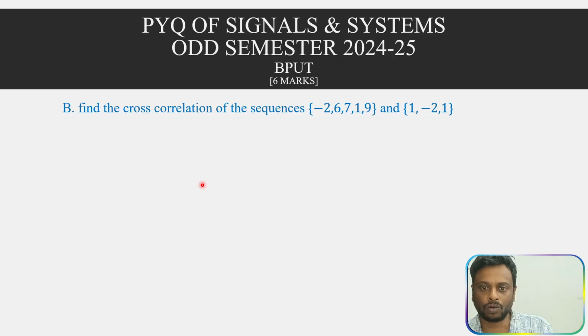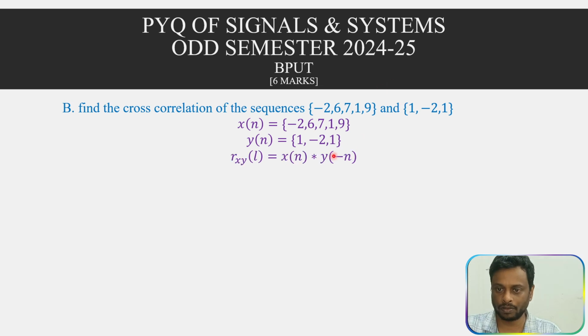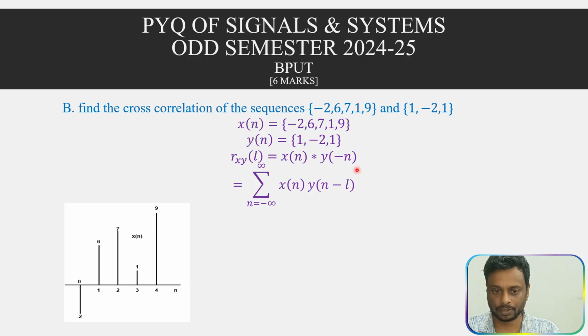That is the cross correlation. There are two sequences, and you need to find out the cross correlation. So x of n and y of n are given. This is the formula for finding the cross correlation. If the two sequences are different, that is why it is called the cross correlation. The formula is x of n into y of n minus l. Now you can draw the graphical representation of x of n, and of y of n also.